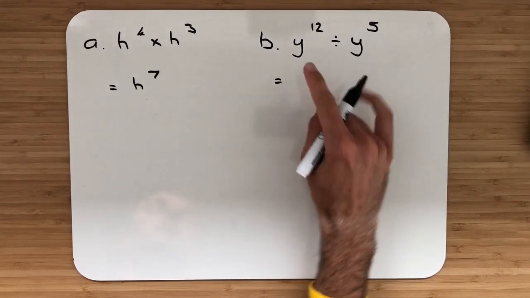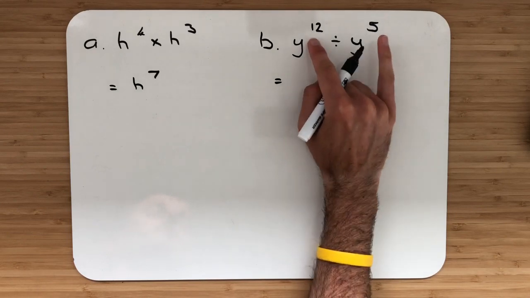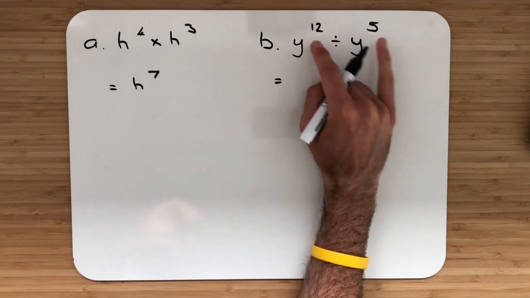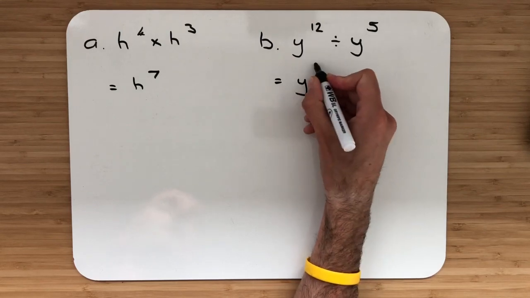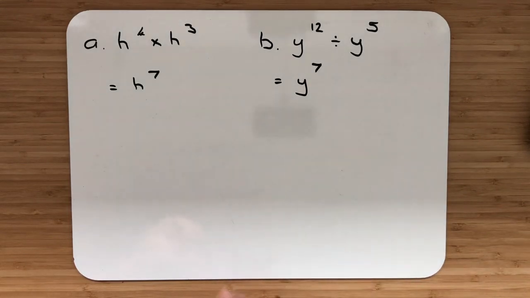When we divide we check, same base, perfect. All you're going to do here is subtract, because we're dividing. 12 subtract the 5 should give you y to the power of 7. It's as straightforward as that.